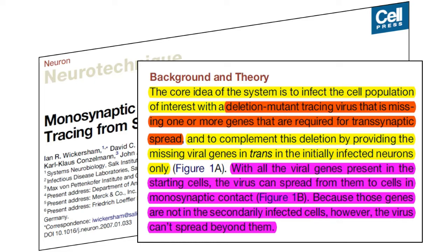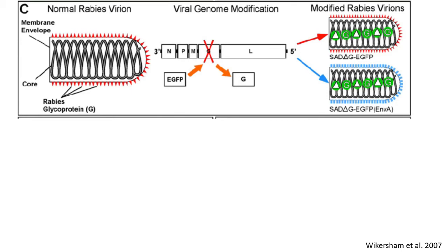Because those genes are not in the secondarily infected cells, however, the virus cannot spread beyond them. A normal rabies virus will spread exclusively in the retrograde direction, crossing over to all presynaptic cells that synapse onto the infected cell. However, with a normal rabies virus, the spread will continue from these cells as well, labeling cells separated by 2, 3, or more synaptic jumps from the target cell.